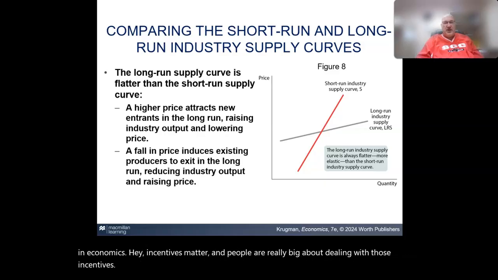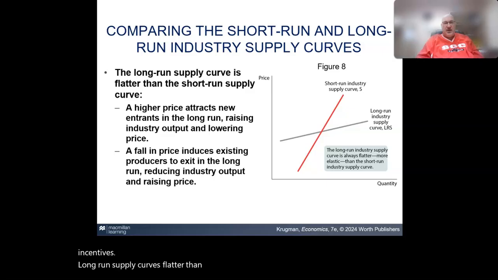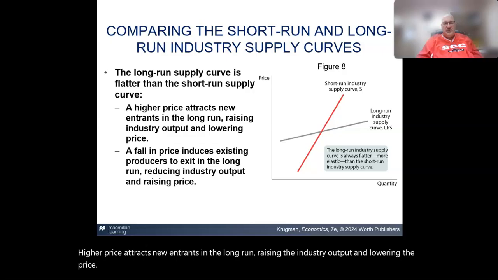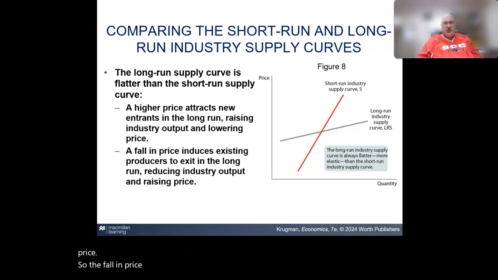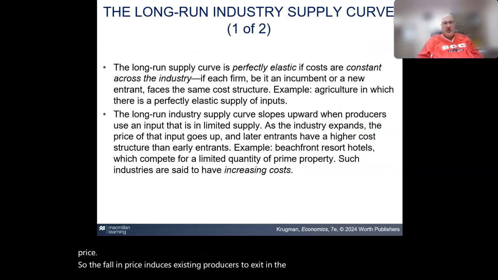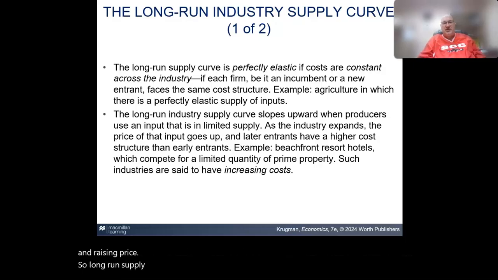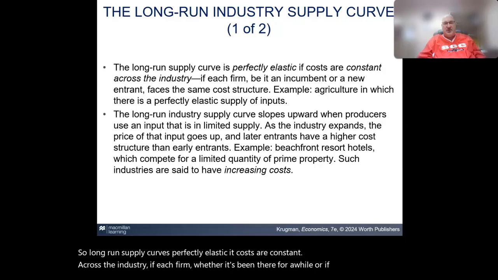The long run supply curve is flatter than the short run supply curve. A higher price attracts new entrants in the long run, raising the industry output and lowering the price. The fall in price induces existing producers to exit in the long run, reducing industry output and raising price. So the long run supply curve is perfectly elastic if costs are constant across the industry, if each firm, whether it's been there for a while or if it's new, faces the same cost structure.